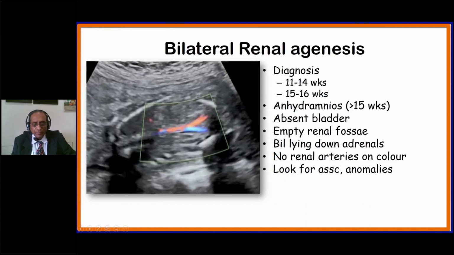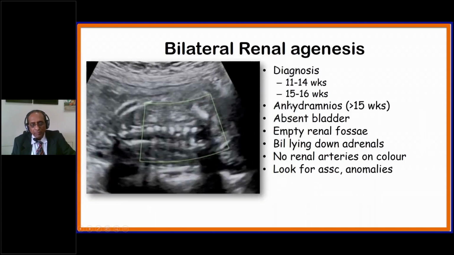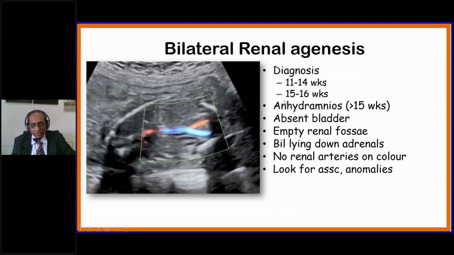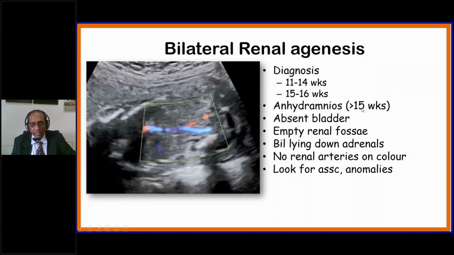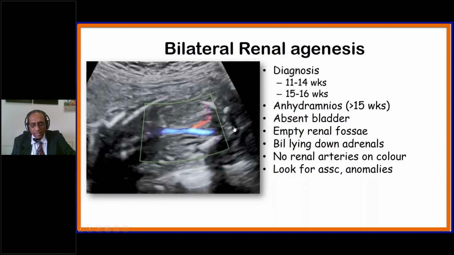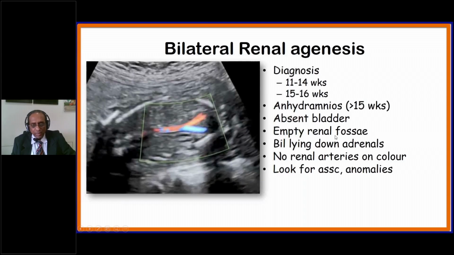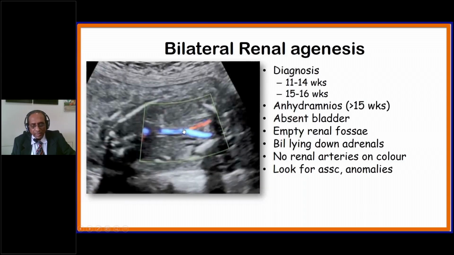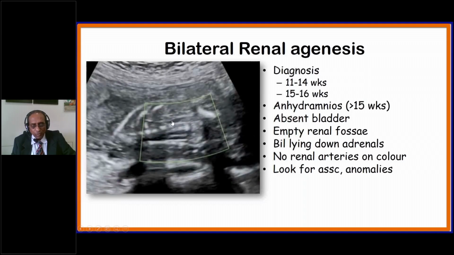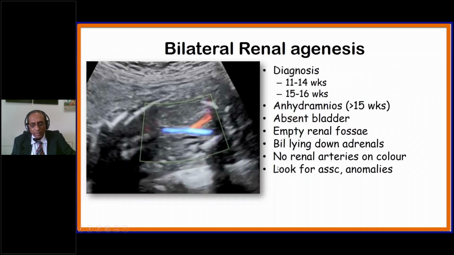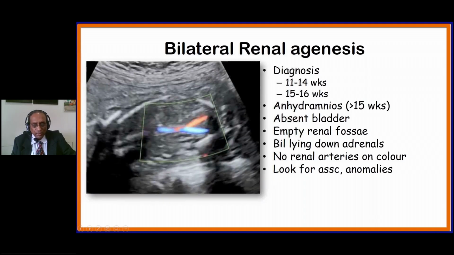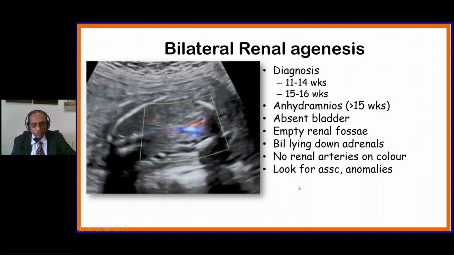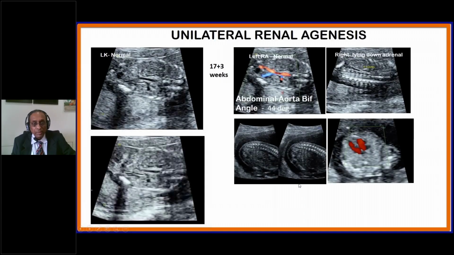The diagnosis can be done at 11 to 14 weeks, but more efficiently at 15 to 16 weeks, where we can see anhydramnios and lack of filling of the bladder. The renal fossae are empty, and the adrenal gland is seen lying down on both sides, as you can see here. No renal arteries are seen on color, and we always try to look for associated abnormalities.